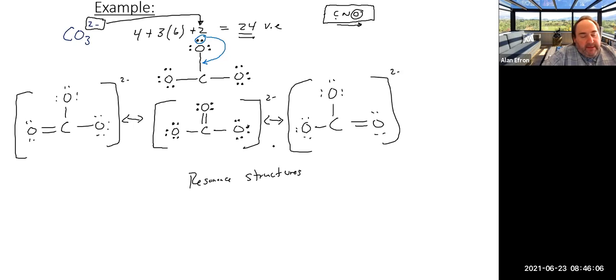Each one of these pictures is perfectly fine to draw. If you were asked to draw the Lewis structure for carbonate, you could have drawn any one of these three structures. If you were asked to draw all of the resonance structures, you technically would draw all three of these structures with those arrows in between.